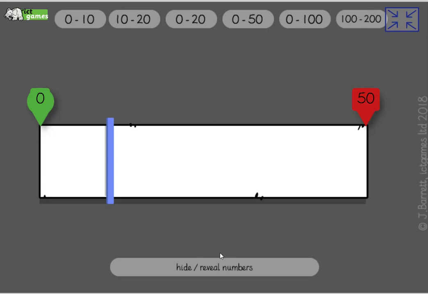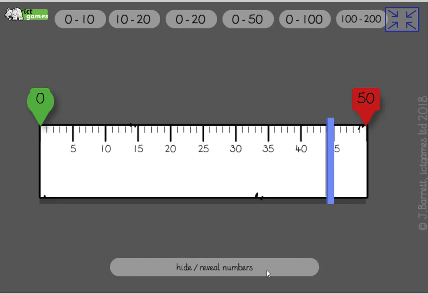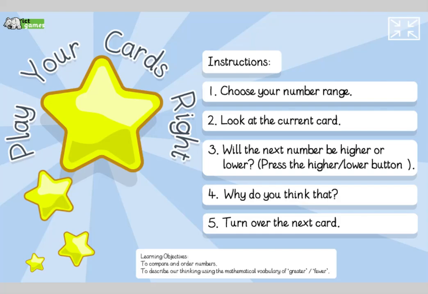Okay, let's try another one. Let's try 45. Where's 45 going to be? Okay. I'm going to put it about there. Am I right? Oh, yes. Fantastic. Okay. We're going to play another game. Last one. I'm going to finish with this.